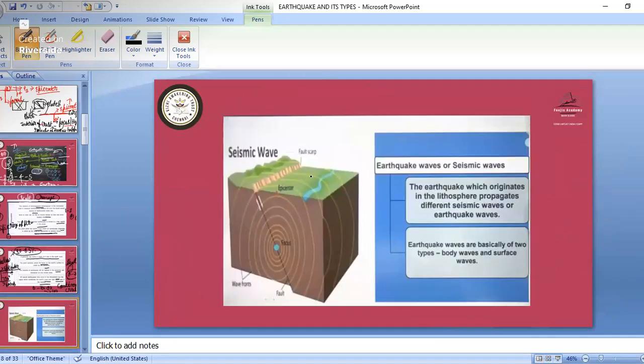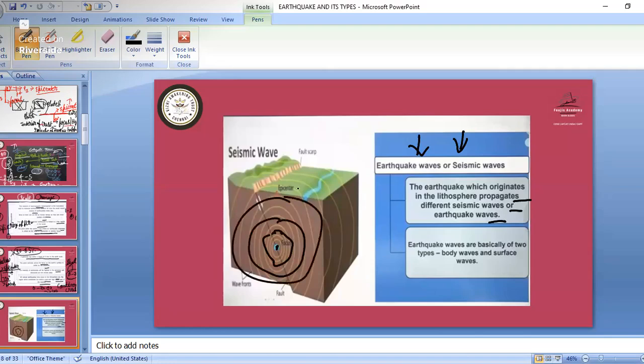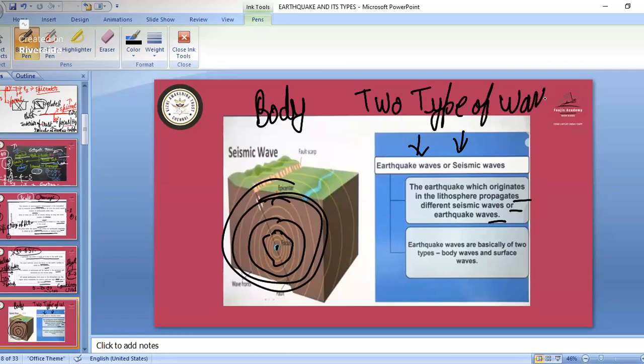Now, the seismic waves. What do we mean by seismic waves? Earthquake waves or seismic waves. The earthquake which originates in the lithosphere propagates different seismic waves. Like here it is propagating, and the seismic waves will be felt in a circular manner. Earthquake waves are basically of two types.